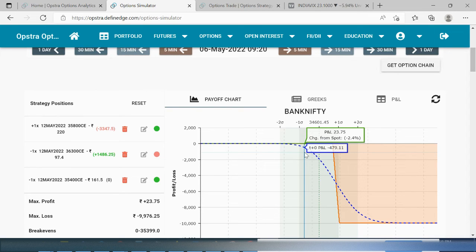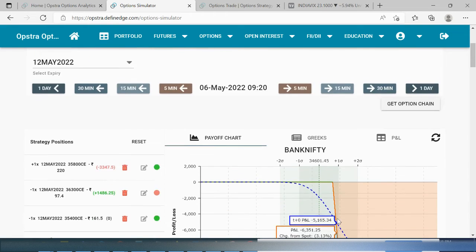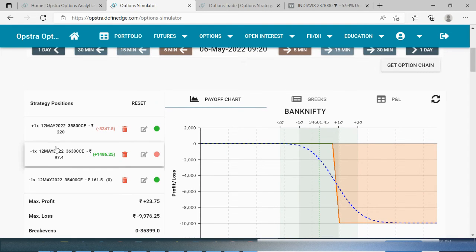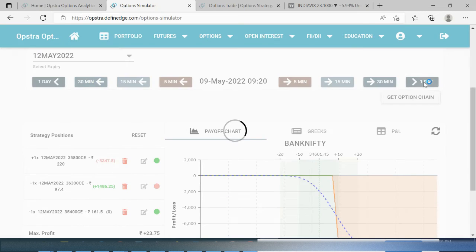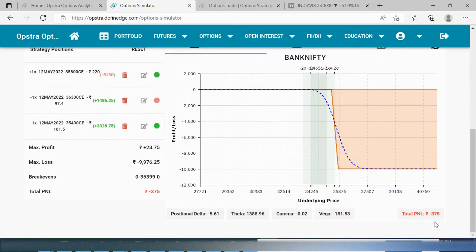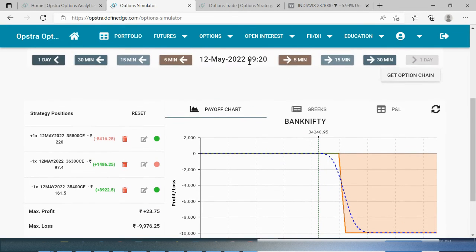If you have the view of the market going down from here: we deployed on the 5th, and the next day at 9:20 we had a huge gap down and we are into loss. What we did was square off the sell position, we had a buy position open, to convert it to a credit spread. We bought 35,400, which is like 160 worth of premium. If I go to next day till expiry, our loss has reduced to 555, next day to 375, and then finally to 7.5. If you go till 3 o'clock, you will get a profit of 23 rupees.